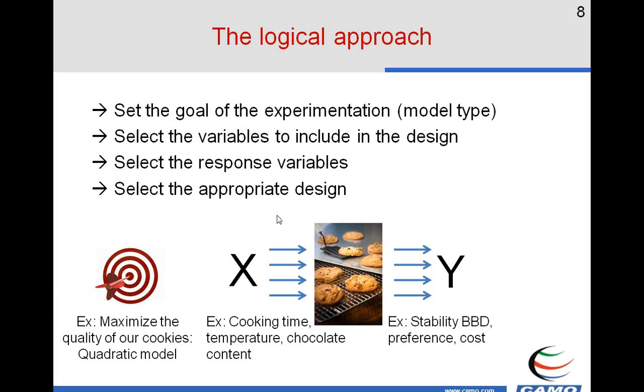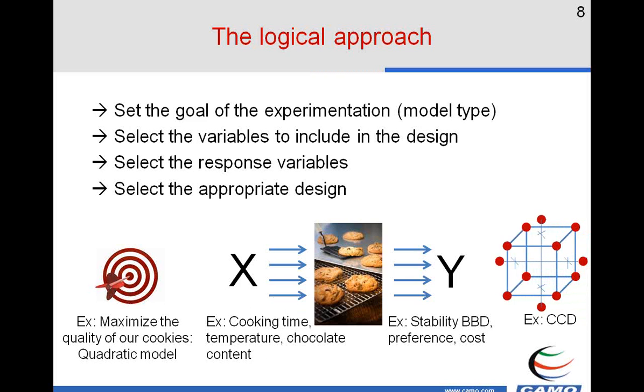Then I can decide to have 3 variables that I want to vary in my experimentation. So for example, the cooking time, the temperature, and the chocolate content. And then I can select some responses. So here I took the stability, best before date, preference, and cost. And based on that, because I want an optimization and I have 3 variables I can vary, I will select the design I need. And here in this example, the best suited design will be a central composite design.